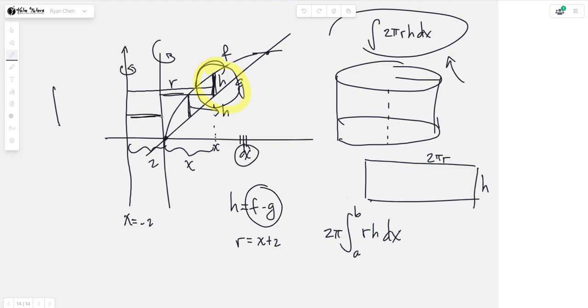But if you're rotating around some line that's to the left of the y-axis, then you have to first cover that gap, so that positive distance. It will always be that plus x.